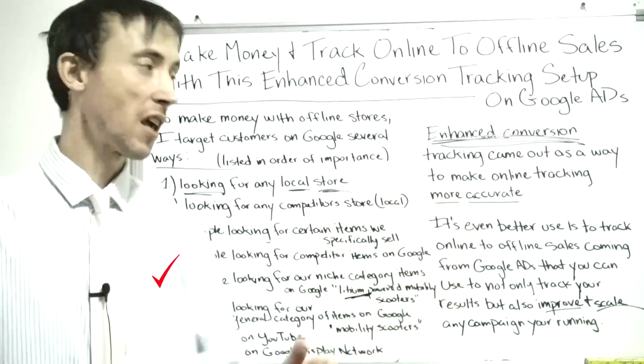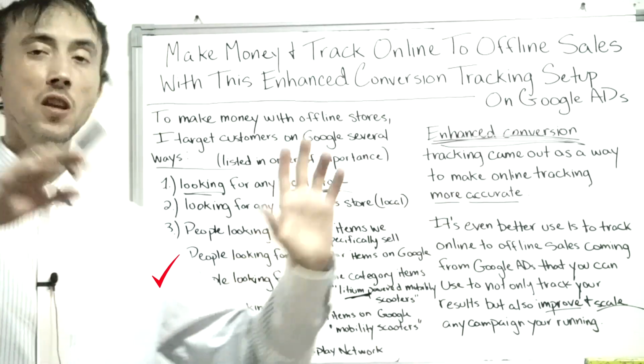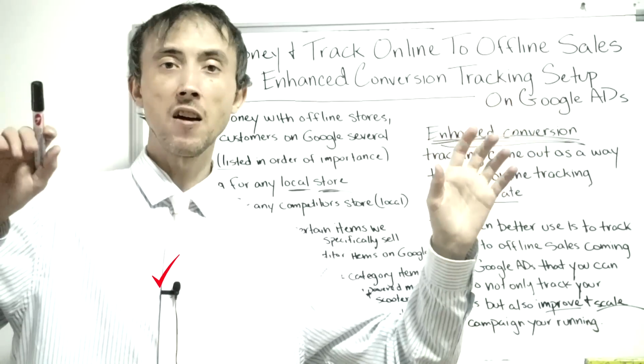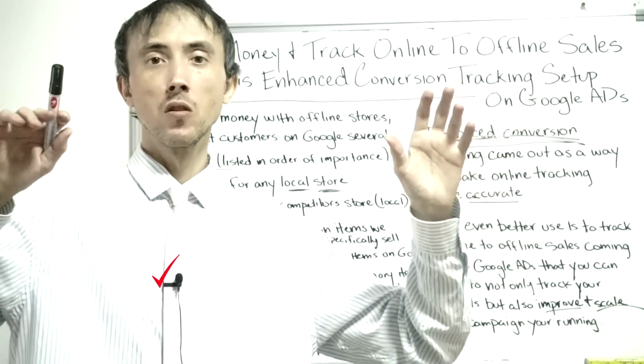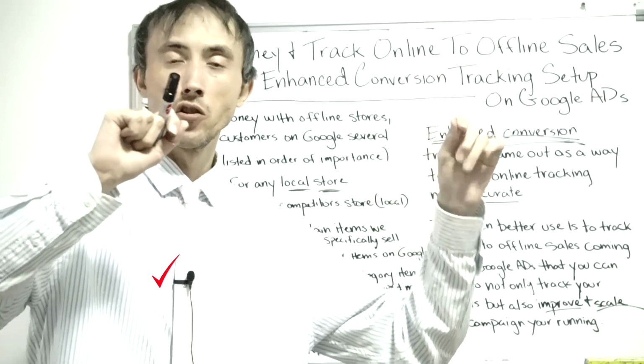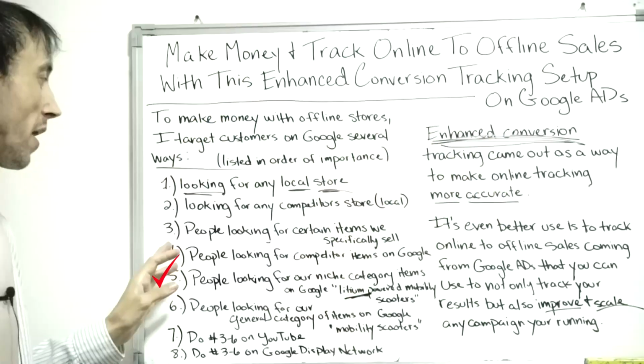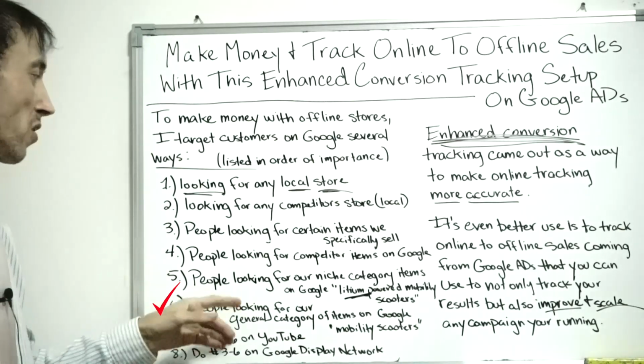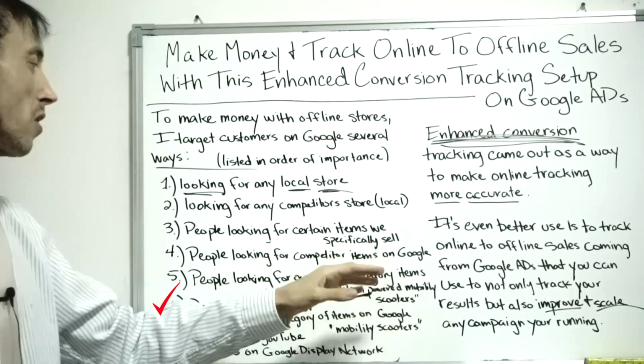Again, you do the same thing as I mentioned before. In this case, it would be lithium-powered mobility scooters for sale, located in Orlando, shop online or come into our store. And you extract all the value you can from that. Then you're going to go after people looking for our general category of items on Google.